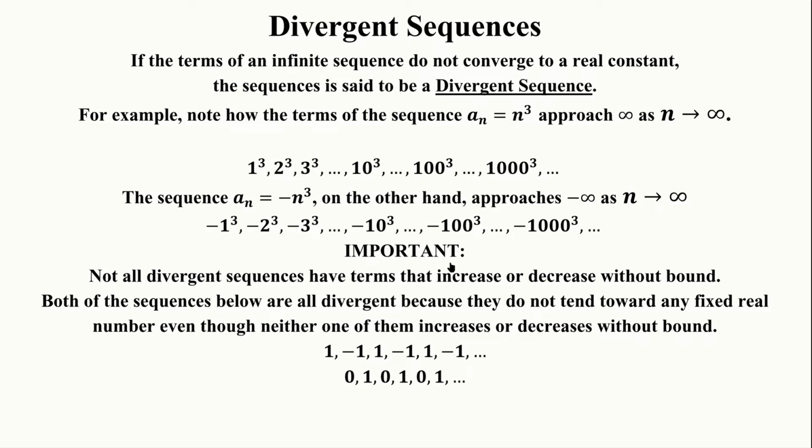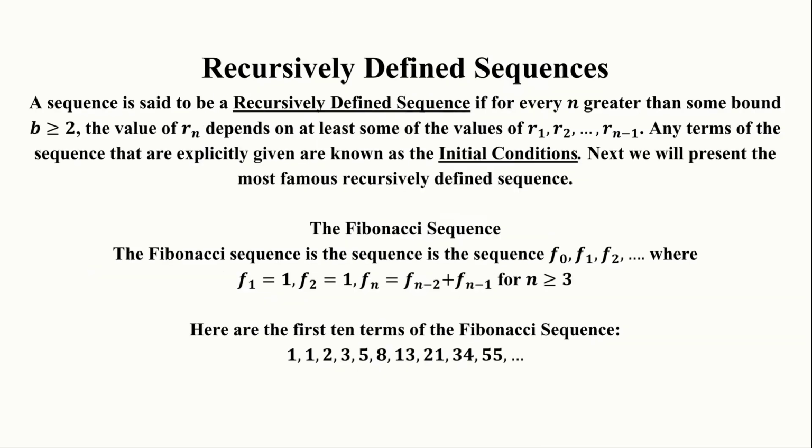However, it's extremely important to note that not all divergent sequences have terms that increase or decrease without bound. Here we have two sequences, neither of whose terms are increasing or decreasing without bound. Nevertheless, neither of them is approaching a fixed number. So both of these would be considered divergent sequences, even though neither one has terms increasing or decreasing without bound.